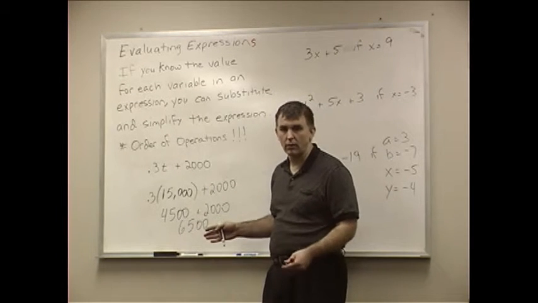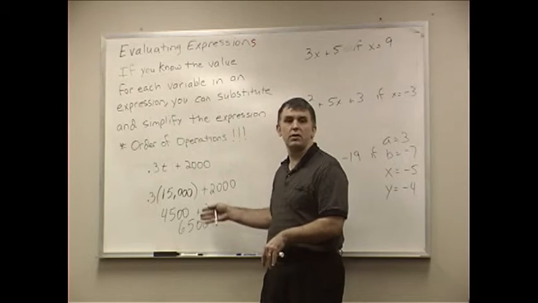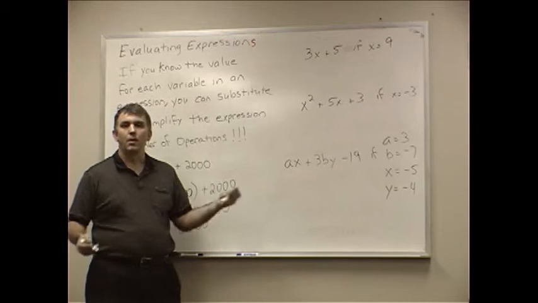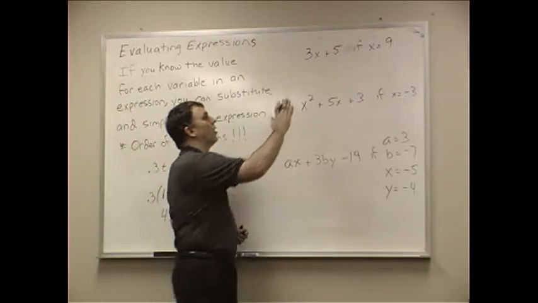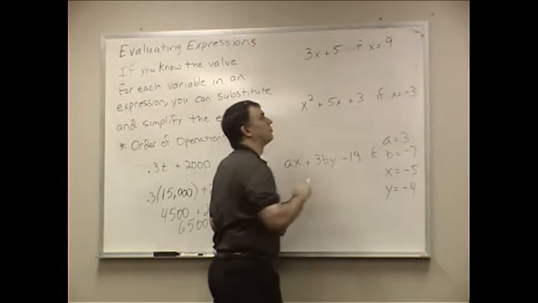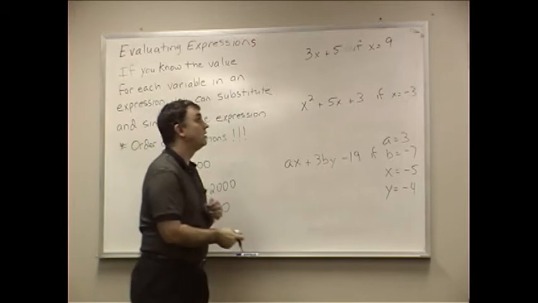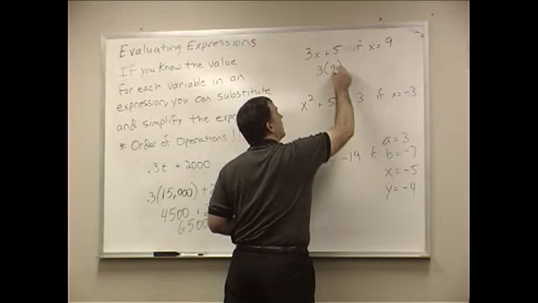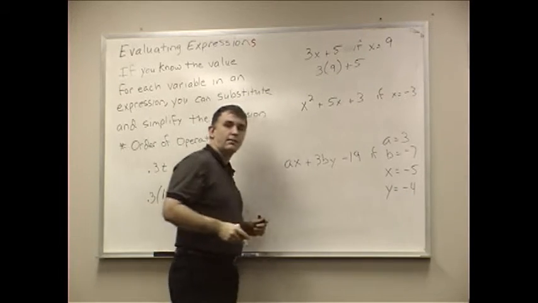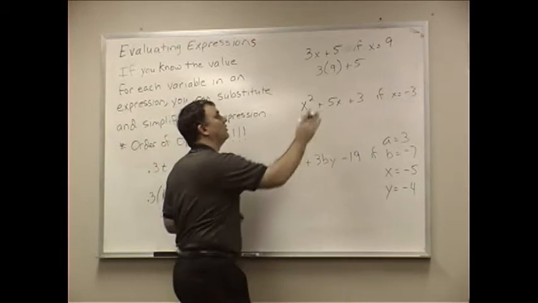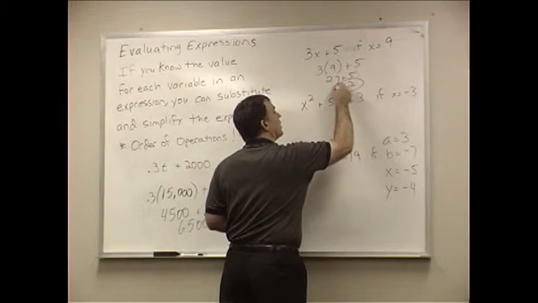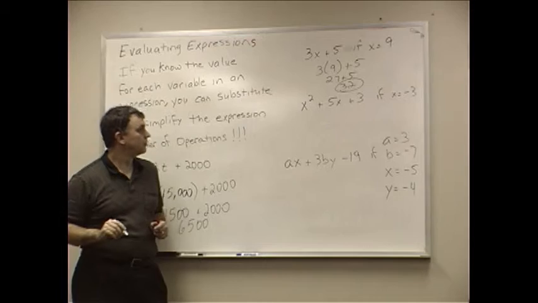Expressions are very powerful. In math, we don't give you the nice story to go along with it, but we still expect you to be able to substitute and solve. So you're going to see something like 3x plus 5 if x equals 9. You put in the 9 for x. 3 times 9 plus the 5. Follow the order of operations. 27 plus 5. The answer there is 32.